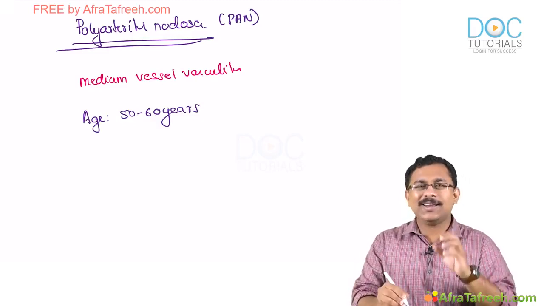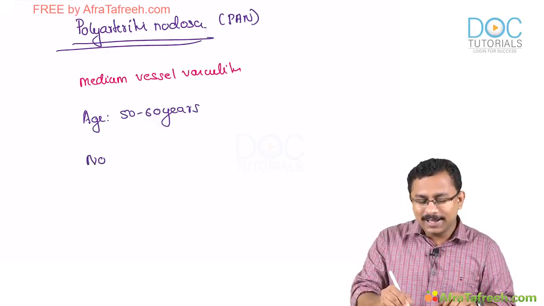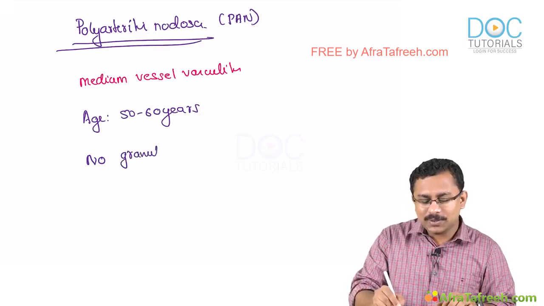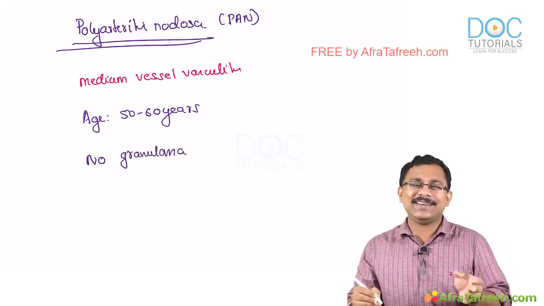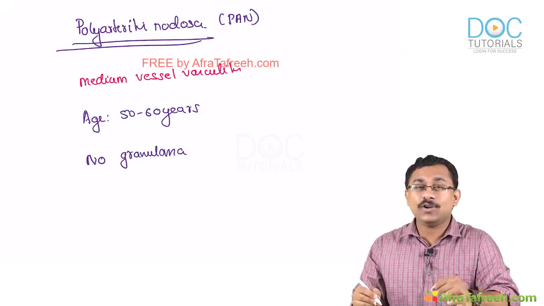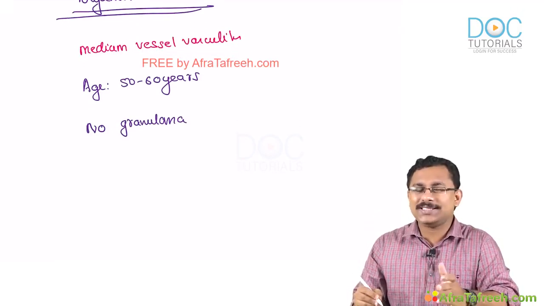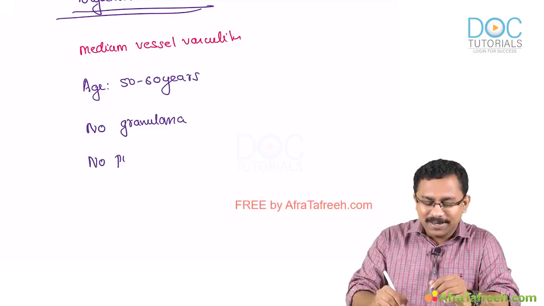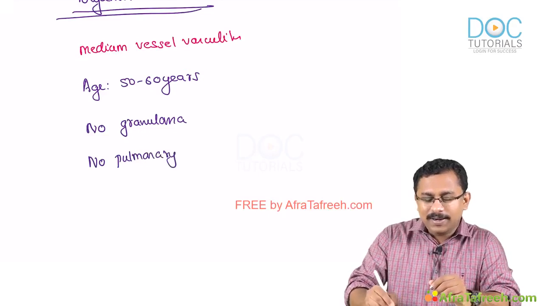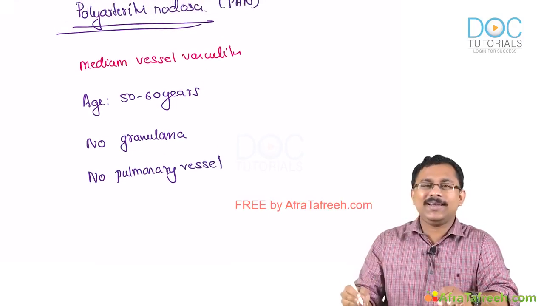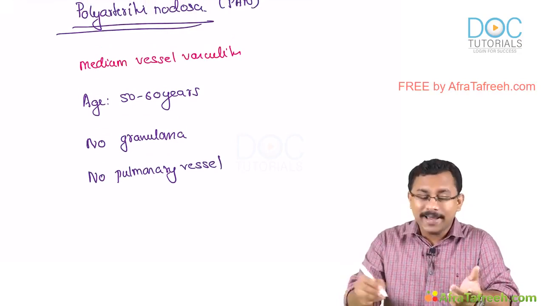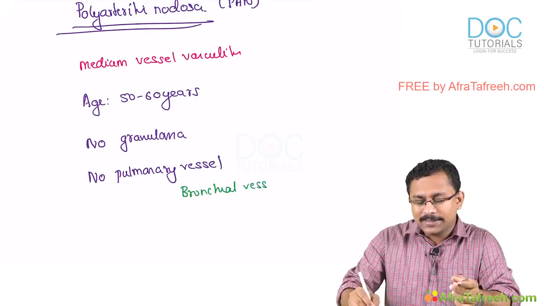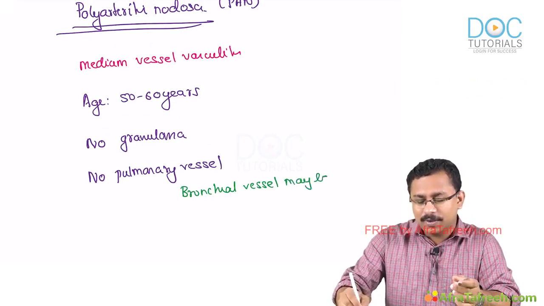Then there are certain no's that you have got to remember. In polyarteritis nodosa, there is no granuloma formation. Remember, giant cell arteritis as well as Takayasu were granulomatous arteritis, so here you will not see any granulomas. And there is no pulmonary vessel involvement in polyarteritis nodosa. But remember, bronchial vessels may be involved. That is one point you have got to know.